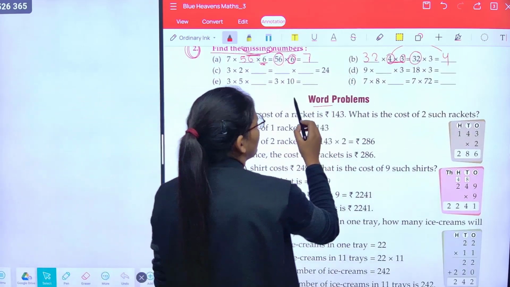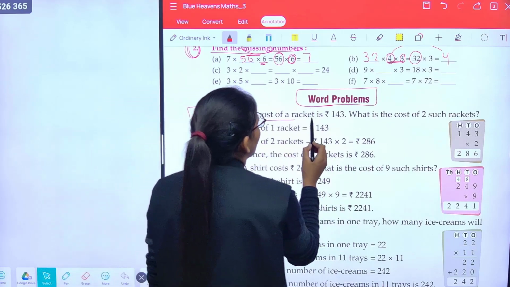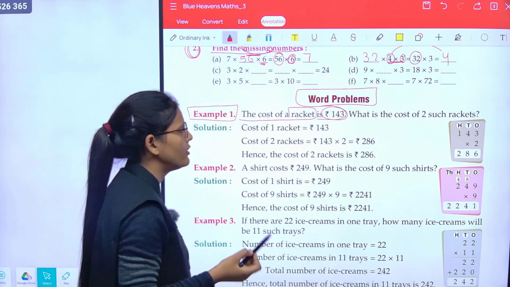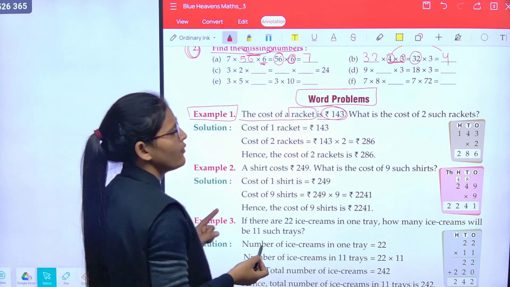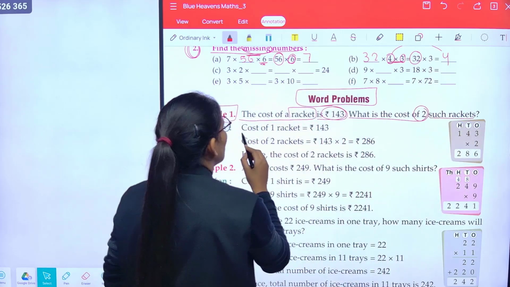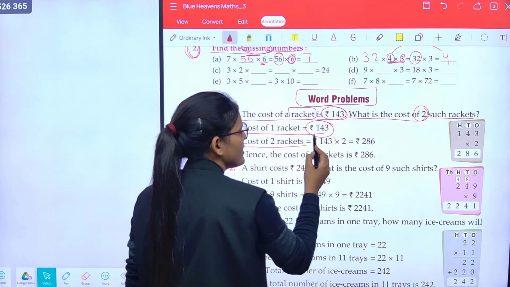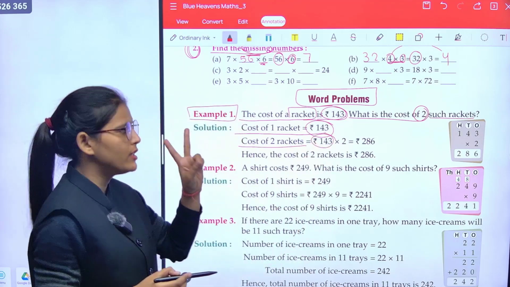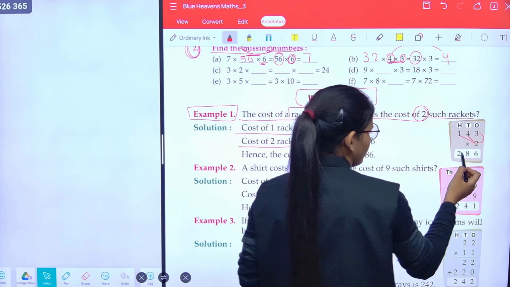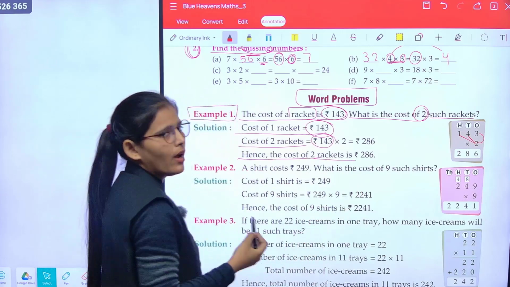Now come to the word problems, example number 1. The cost of a racket is rupees 143. एक रैकेट की cost क्या है? 143. What is the cost of 2 such rackets? Now cost of one racket is 143. Now cost of two rackets is 143 multiplied by 2. It is 2 3s are 6, 2 4s are 8, 2 1s are 2. Hence the cost of 2 rackets is 286.